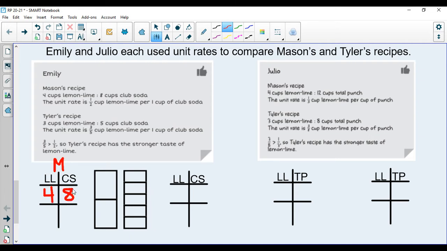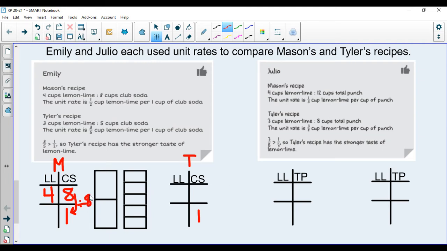She wanted to get it down to a unit rate, and she chose to look at 1 cup of club soda. This way, it'd be easier to compare to Tyler when she also got a unit rate in his for club soda. Now, we know within ratio tables we use scaling up, scaling down, scaling to 10. To get from 8 cups to 1 cup, she could divide by 8. So she scaled down to get to that unit rate.